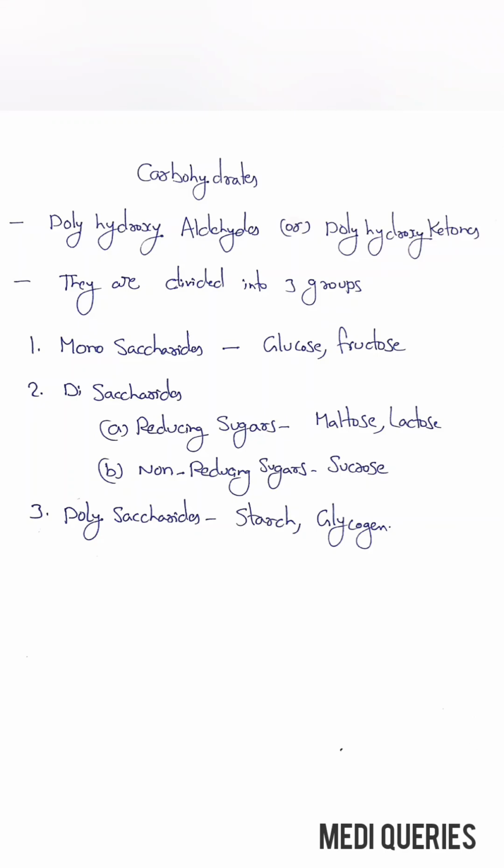Carbohydrates are polyhydroxyaldehydes and polyhydroxyketones. They are mainly divided into three groups, namely monosaccharides, disaccharides, and polysaccharides. Examples for the monosaccharides are glucose and fructose. Examples for the disaccharides are maltose, lactose, and sucrose. Examples for polysaccharides are starch and glycogen.